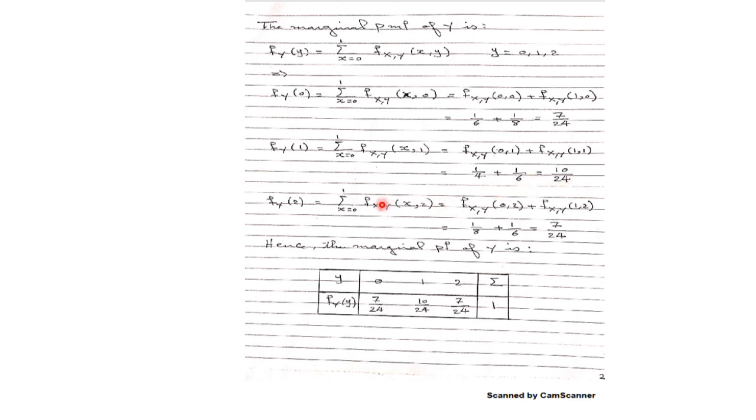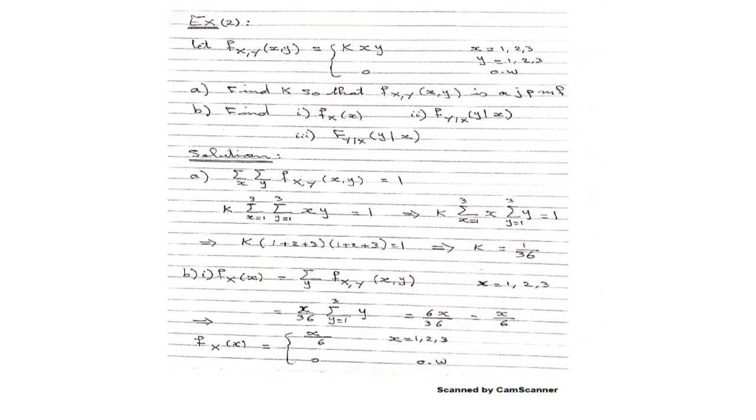The same with the 2. And then you write them in the form of a table where the first row will be the values of y and the second for the values of the probability mass function of y. Again, the sum of these values has to be what? 1. Okay.